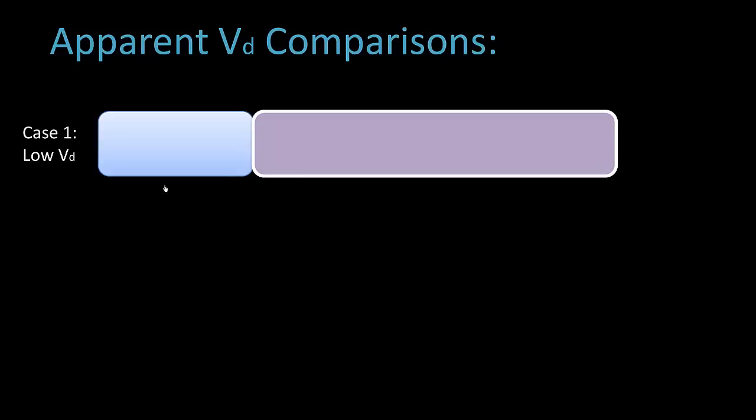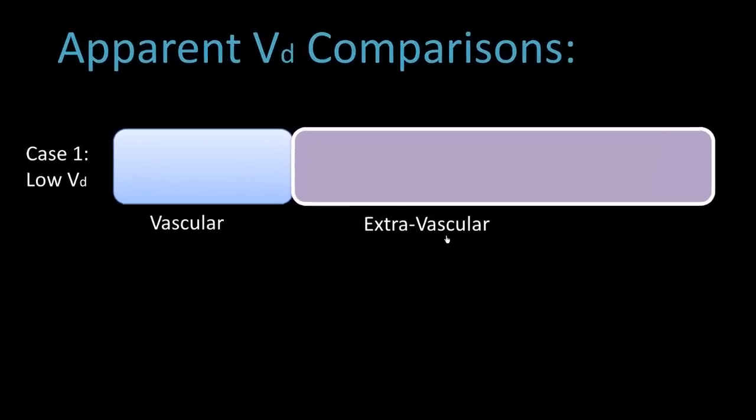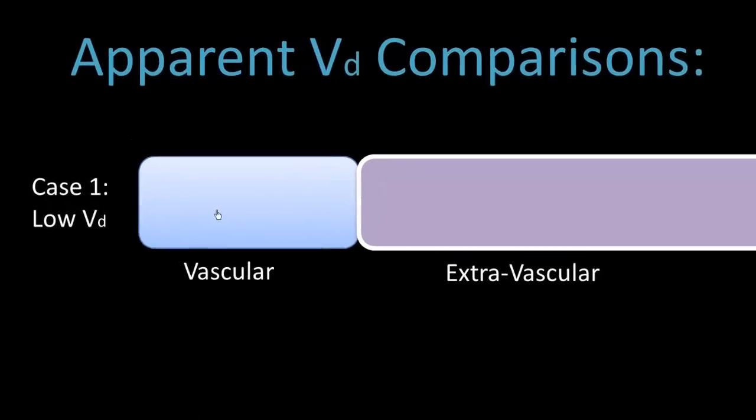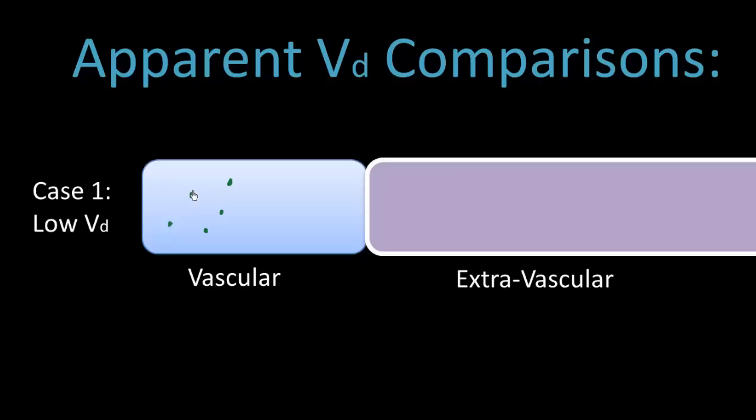So, low volume of distribution. This right here is our vascular space. Here is our extravascular space. Vascular, extravascular. And so what we're going to do is just draw a little bit of drug. This right here represents the drug, and I marked it here. A low volume of distribution means the drug likes to stay in the vascular or extravascular?